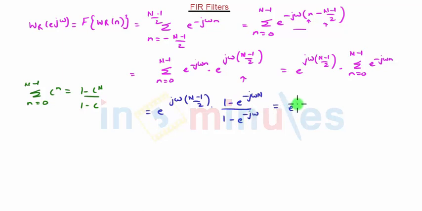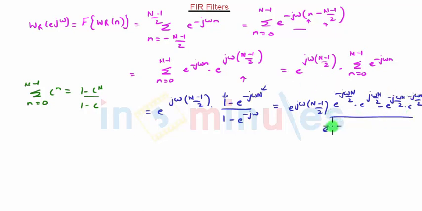Now consider e raised to j omega (N minus 1) divided by 2. We'll multiply and divide by e raised to minus j omega N by 2, or we'll separate the terms. So it will be e raised to minus j omega N by 2 into e raised to j omega N by 2, and this is equal to 1. So we can take common terms out: minus e raised to minus j omega N by 2 into e raised to minus j omega N by 2, that again makes this term. The whole is divided by e raised to minus j omega by 2 into e raised to j omega by 2 minus e raised to minus j omega by 2 into e raised to minus j omega by 2.